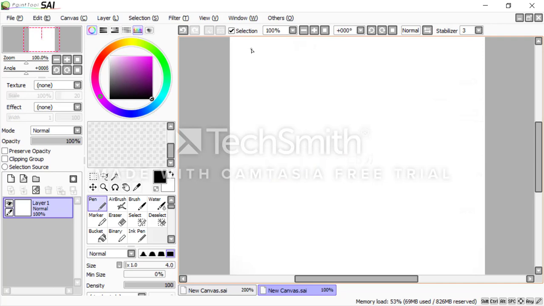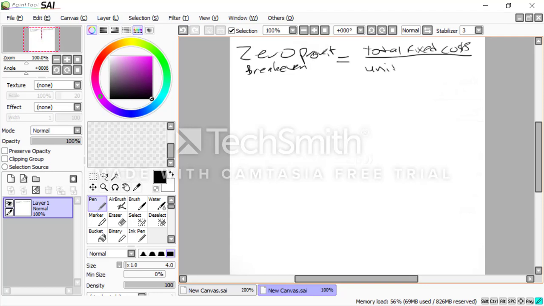Okay, so now I'm just going to go over a few calculations that can be easily used to understand the business's position and make decisions from there on. So here we will start off with zero profit break-even point. That is equivalent to total fixed costs over selling price minus unit variable cost, which is also equivalent to unit contribution.